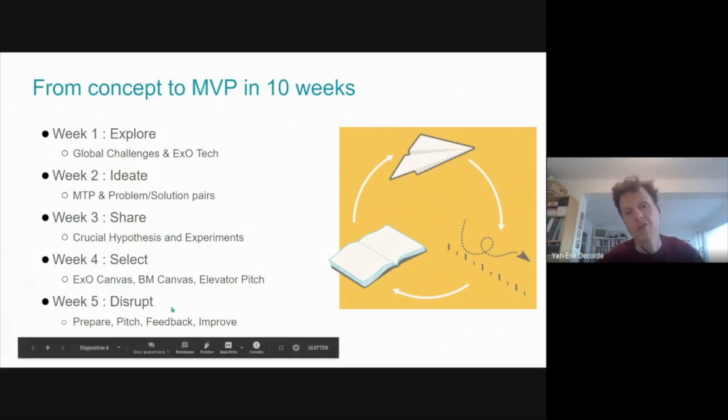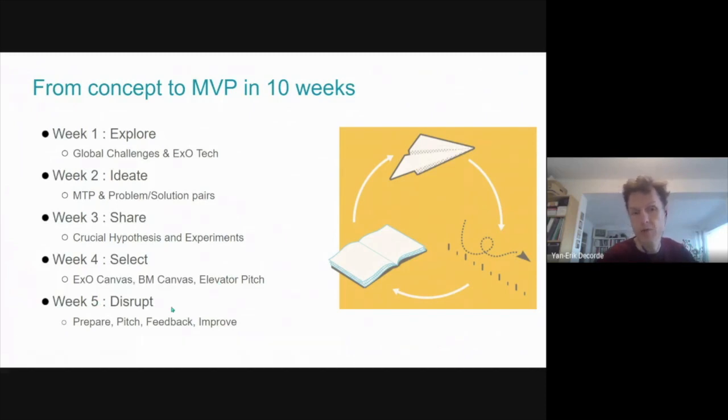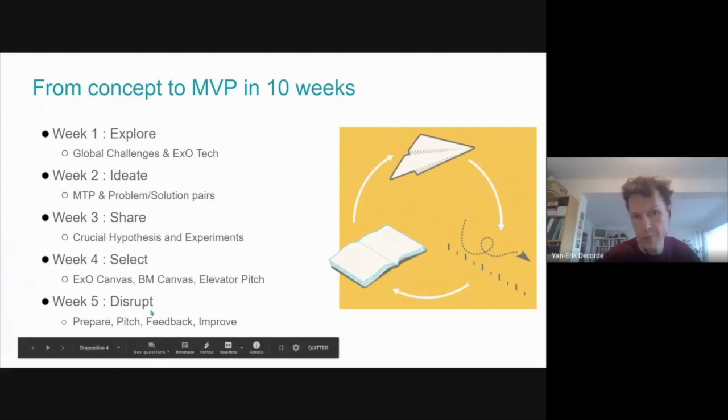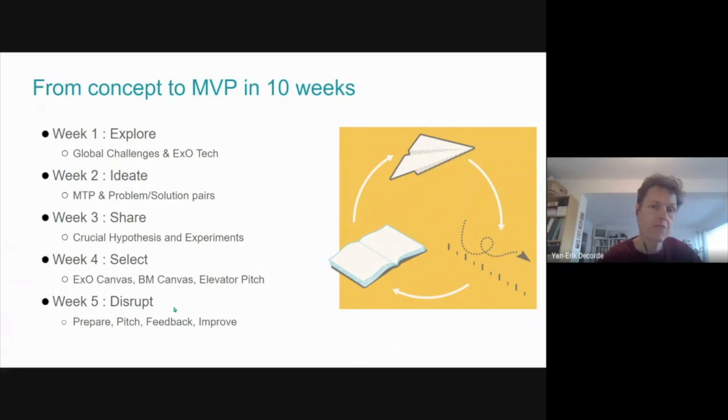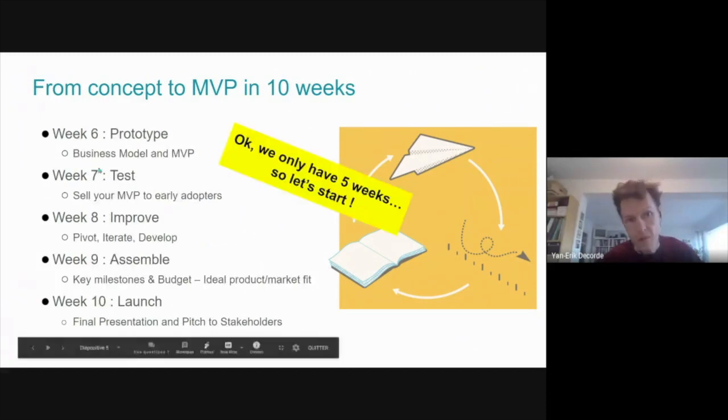Then it's week 5, which we call a disruption week. The disruption week is a moment when you pitch your project in front of peers or stakeholders, experts of the field, and they give feedback. It's kind of boxing of the project. Then, as it's a 10-week sprint, we go into the prototype part, to go for the MVP. Then we test the prototype.